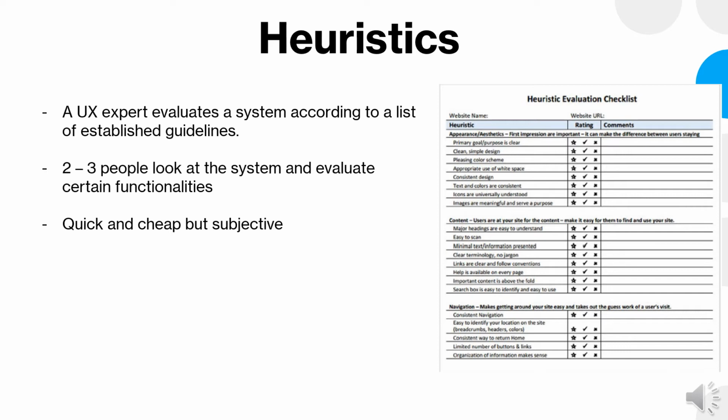The disadvantage of heuristics testing is that it's very subjective, because now you're using an expert in the field, you're not using a real user. So whatever feedback you're going to get, it's going to be based on the expert's feelings or their evaluation instead of the end user's evaluation.